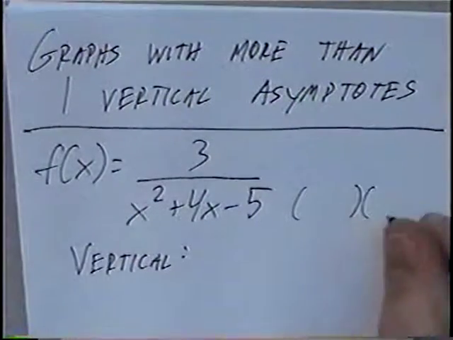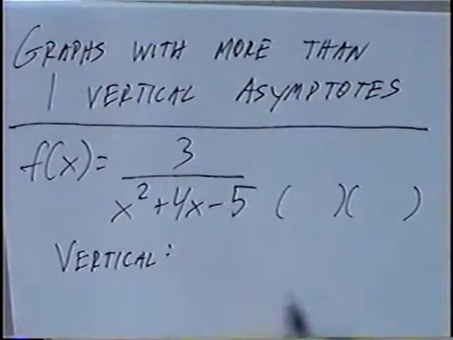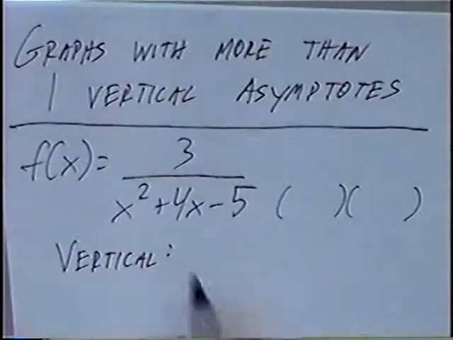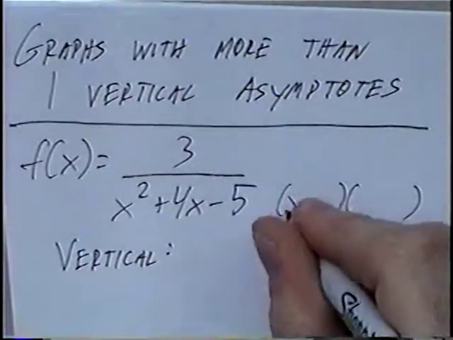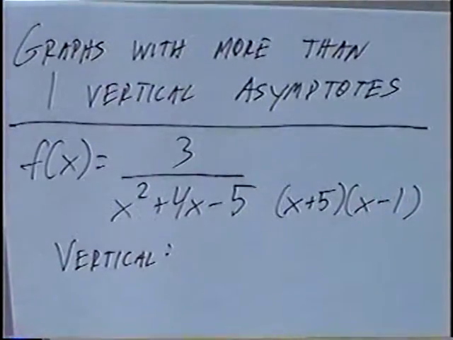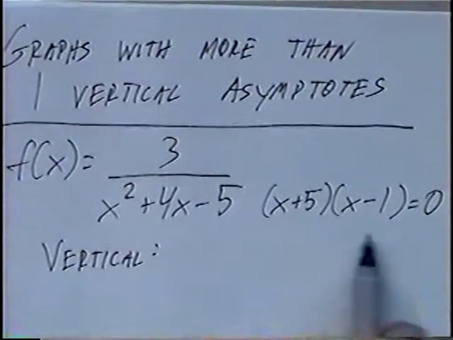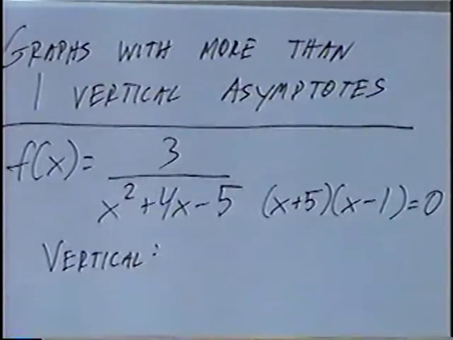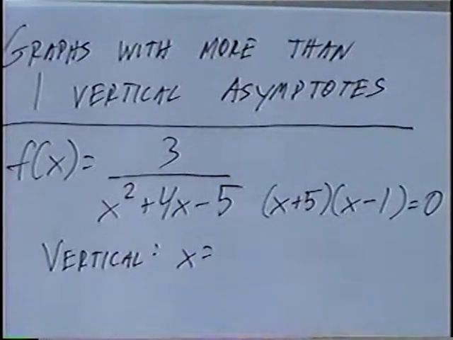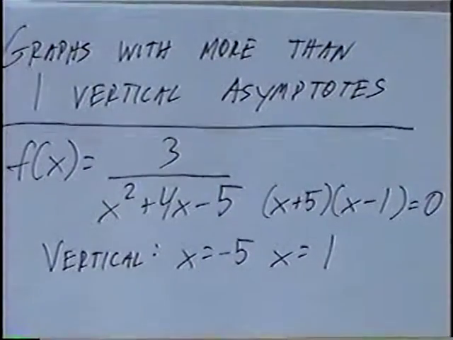Factor first and then set equal to 0. Factor x squared plus 4x minus 5. Two numbers again that multiply to get negative 5 and add to get positive 4. That would be x plus 5 and x minus 1. And again, setting these factors equal to 0, x plus 5 equals 0, and x minus 1 equals 0. We'll get the two vertical asymptotes, x equals negative 5, and also x equals positive 1.